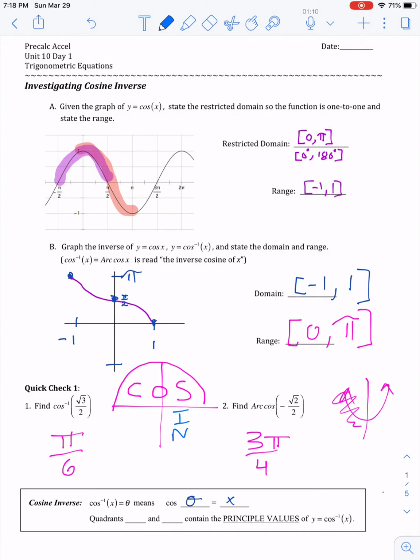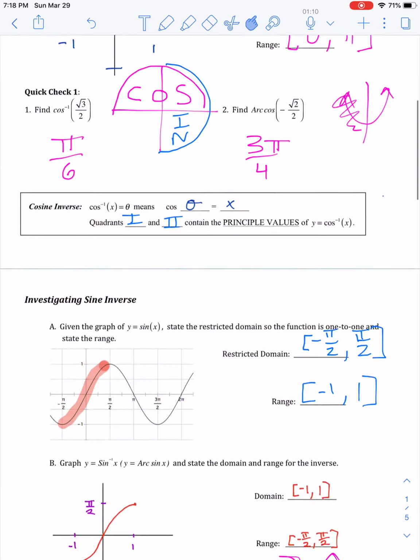Sine, all the values, the result of doing inverse trig, would be between negative pi over 2 and pi over 2, which would be quadrants 1 and 4. So we can fill that in here, 1 and 4. So that's an investigation of inverse trig for cosine.